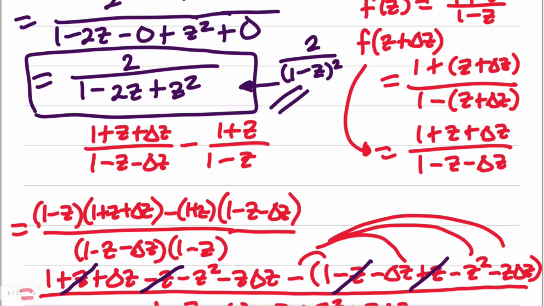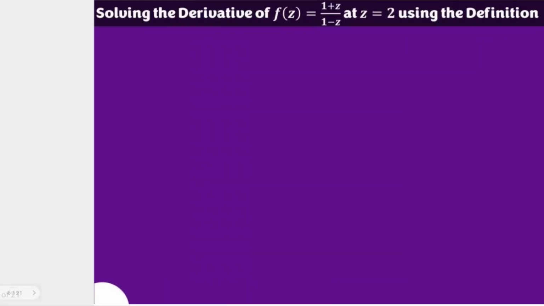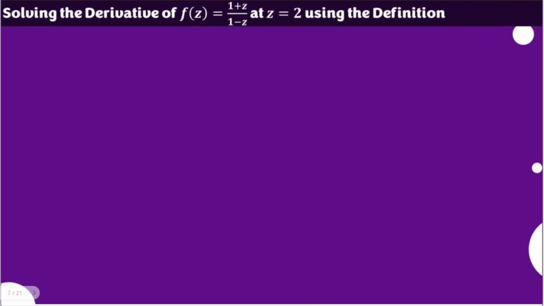So either way, they are just the same, but since the previous video provided us with 2 over 1 minus 2z plus z squared, allow me to use that here so that our video at this time, only for the value of the derivative when z is equal to 2, is now shorter.